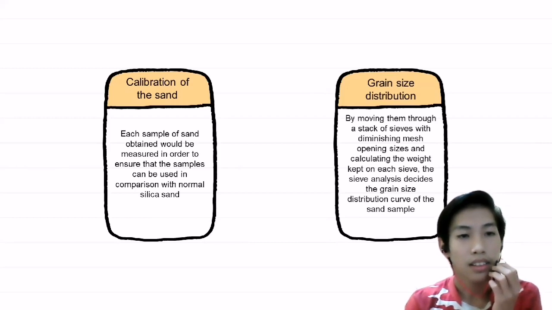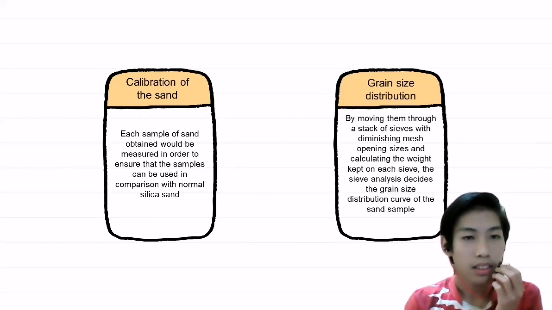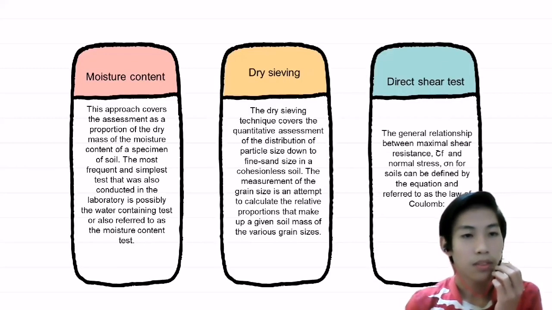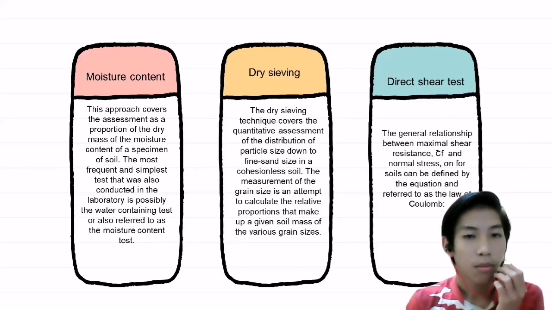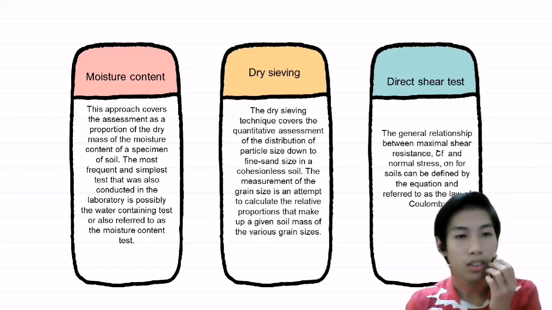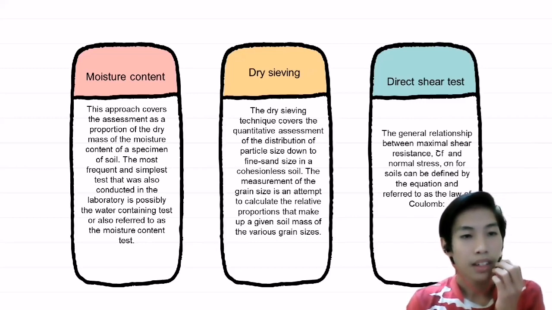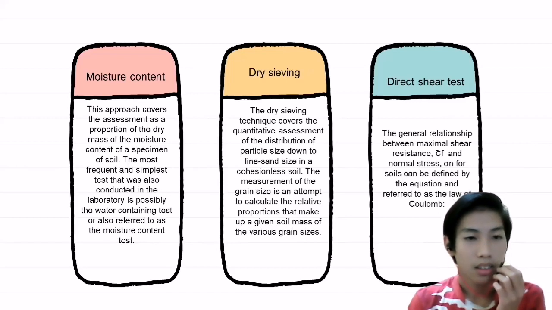Firstly is calibration of the sand. This method is performed to compare normal silica sand and the other sand. Second is grain size distribution. To get the size of the sand, this method must be performed.